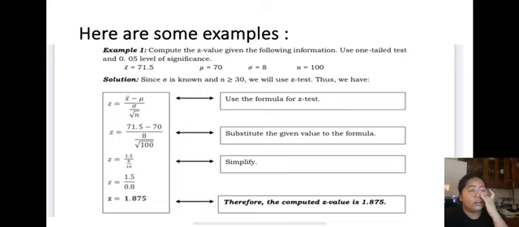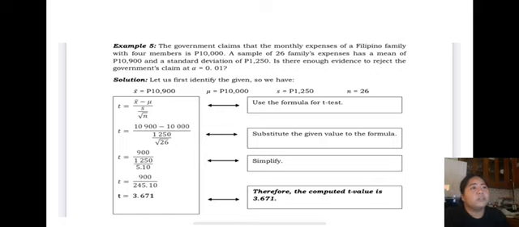And here's the other example. The government claims that the monthly expenses of a Filipino family with 4 members is 10,000 pesos. A sample of 26 families' expenses has a mean of 10,900 and a standard deviation of 1,250 pesos. Is there enough evidence to reject the government's claim at alpha equals 0.01? After solving, the computed t-value is 3.671.